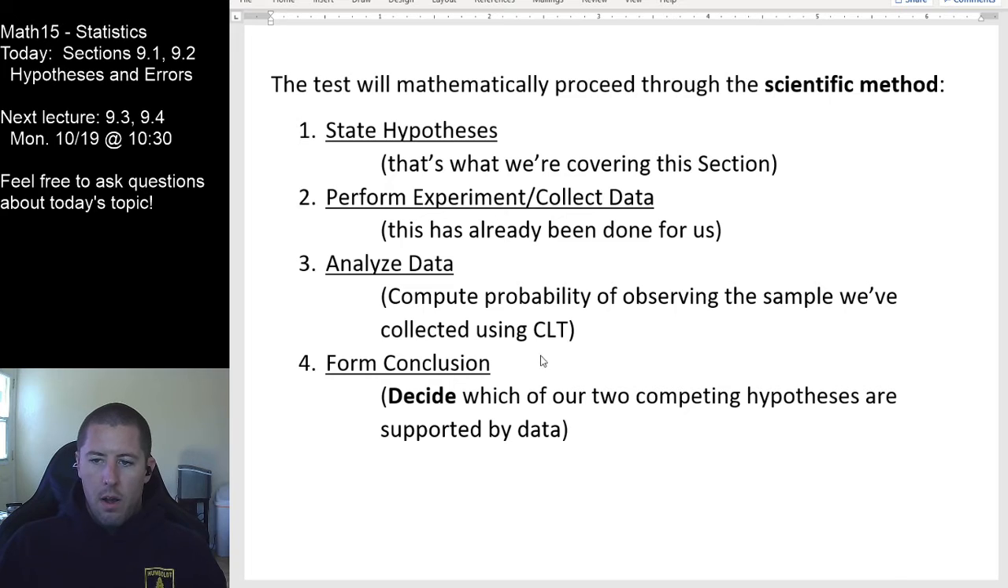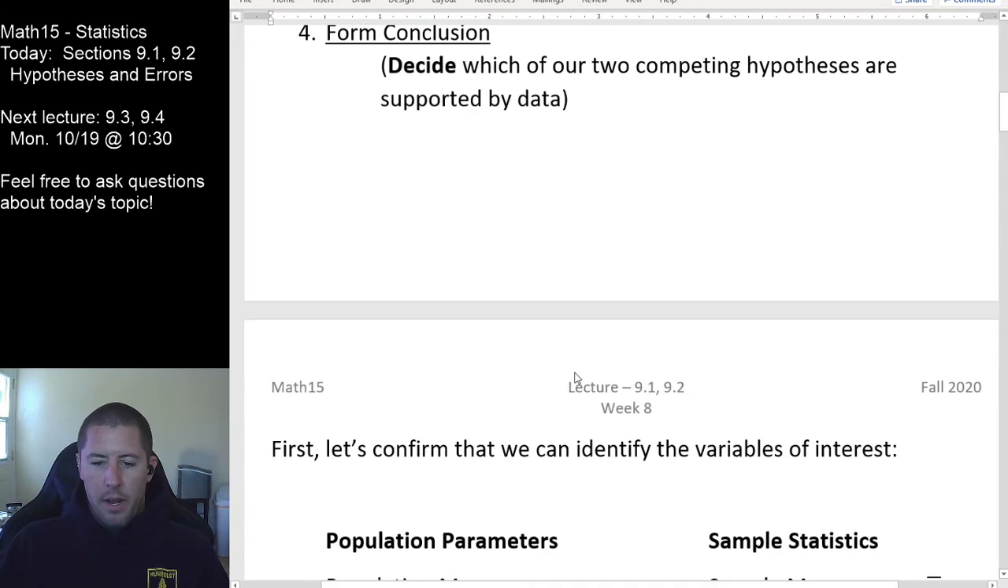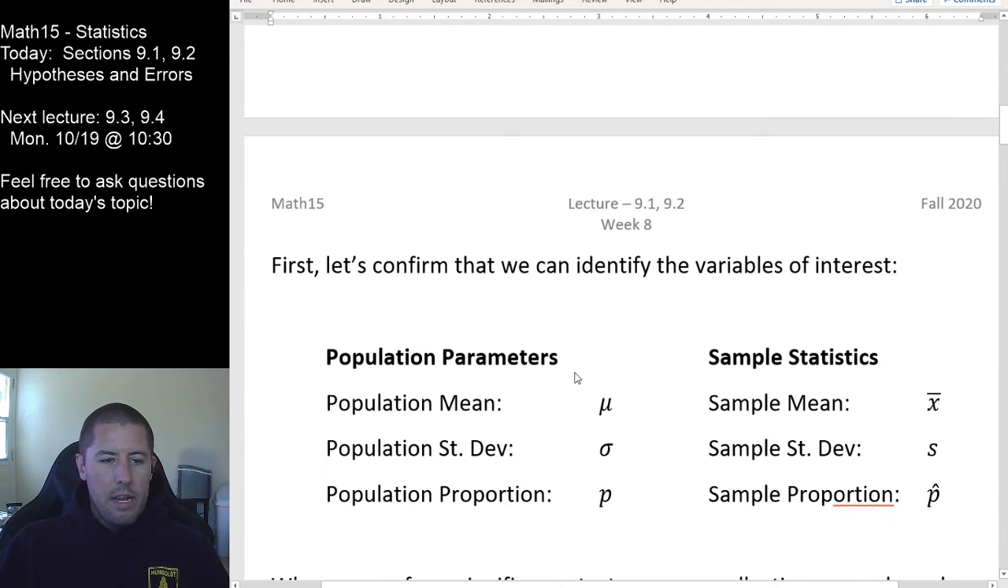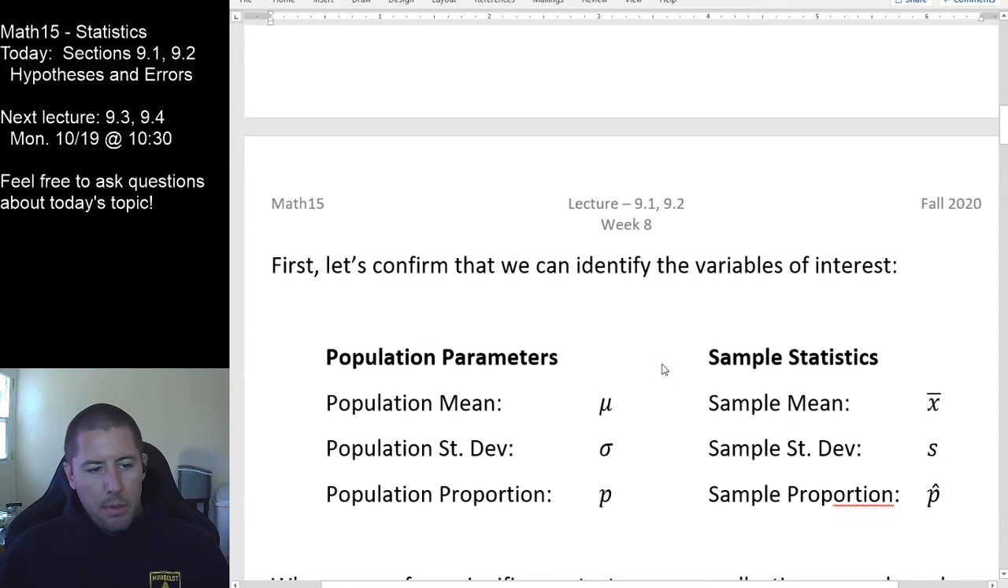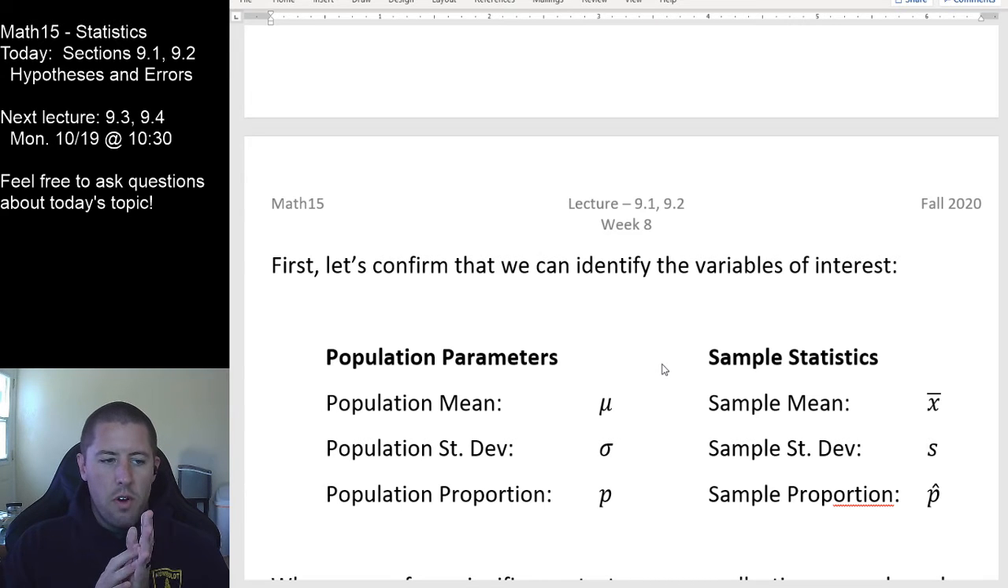So let's go ahead and talk about these hypotheses. But before we can talk about these hypotheses, we need to make sure that we're all on the same page with some variables of interest here. I believe that we've seen three out of the six of these. There's nothing too crazy going on, just a little bit of notation that you're going to need to be down with for the rest of the semester.